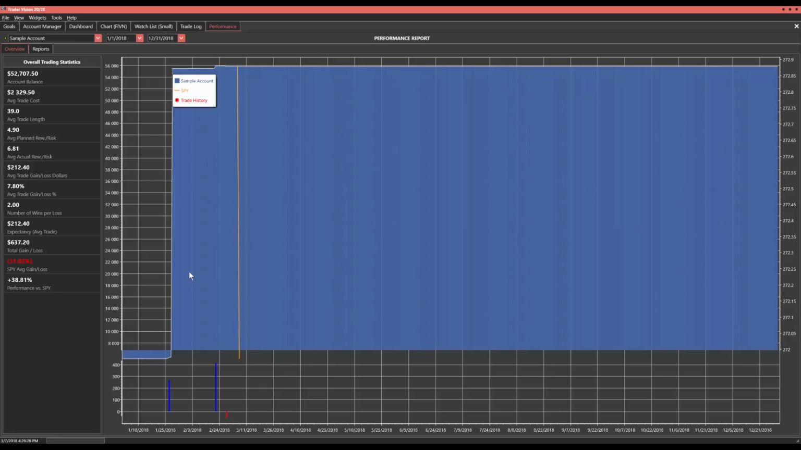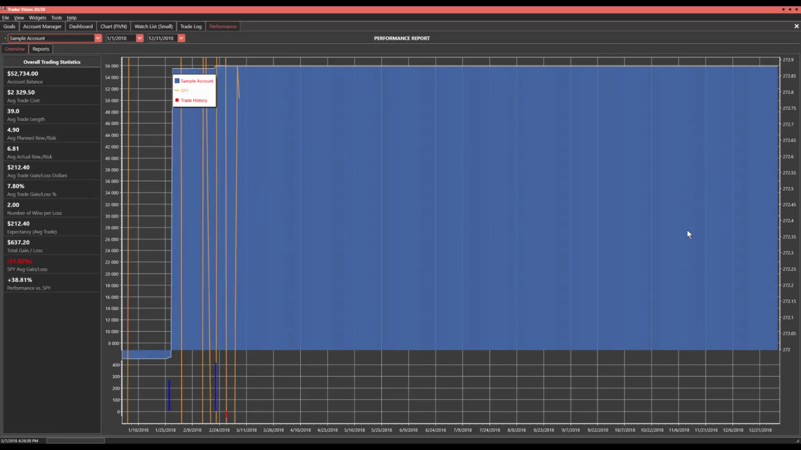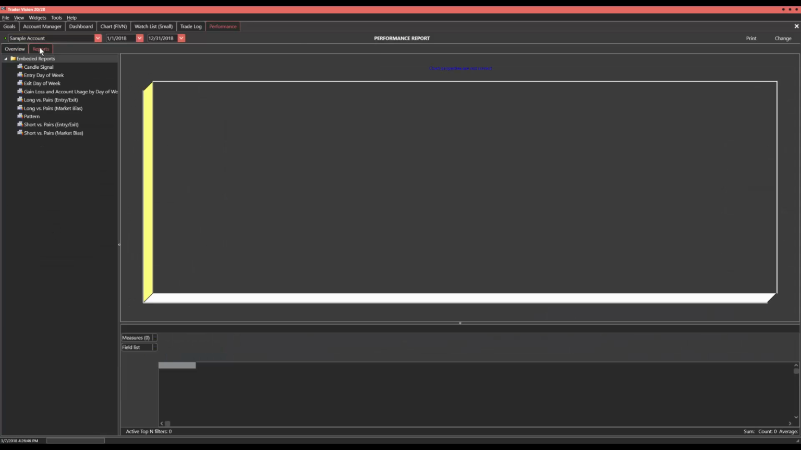This is a general overview of your performance against some comparison indicator, in this case the SPY. Then there are a bunch of pre-canned reports.